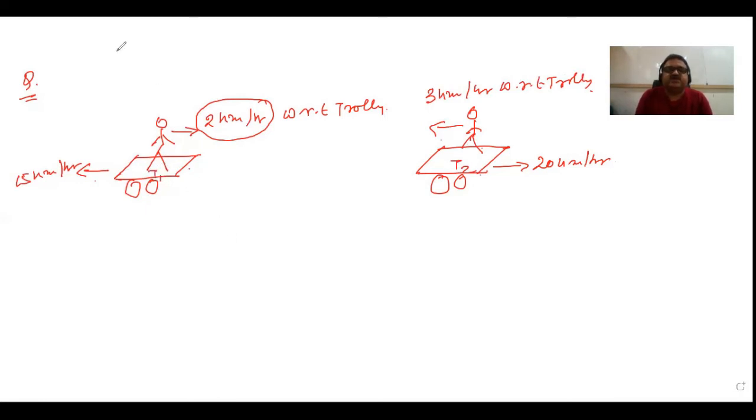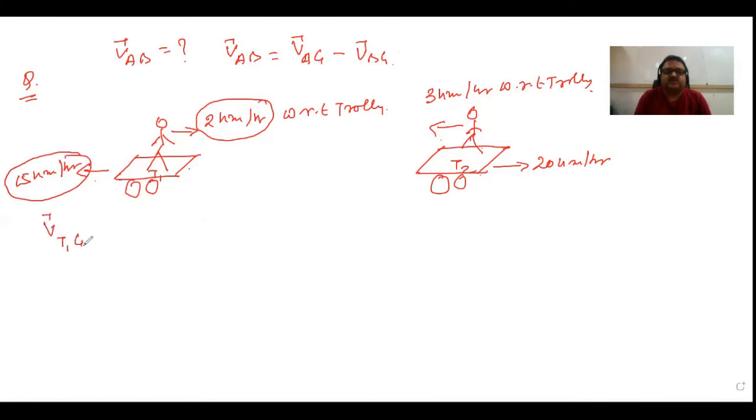Now the question is, what is the velocity of A with respect to B? Correct? So very simple. What to do? In order to find out velocity of A with respect to B, what I have to do first? I have to write it like this: velocity of A with respect to ground minus velocity of B with respect to ground. Correct? So first I'm writing down the given information, correct? This is the velocity of the trolley 1 with respect to the ground. So velocity of the T1 with respect to ground is, it is moving backwards, so it is minus 15 I cap km/h.